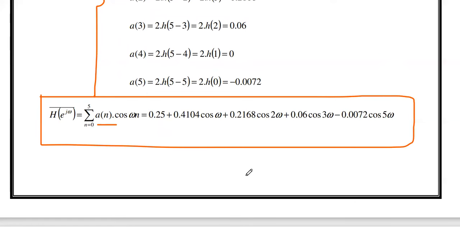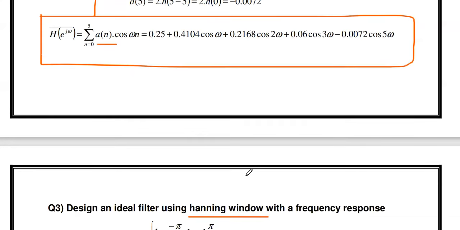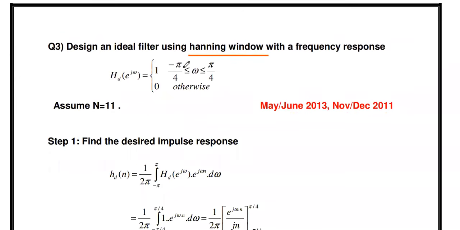In this, we designed the given filter using the rectangular window. Now the same problem we are going to solve using the Hamming window. This problem is a May 2013 and November 2011 question: design an ideal filter using the Hamming window for the given frequency response. Except for the second step, everything else is the same.